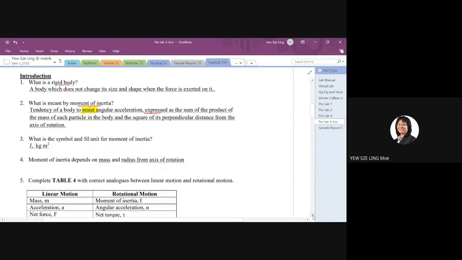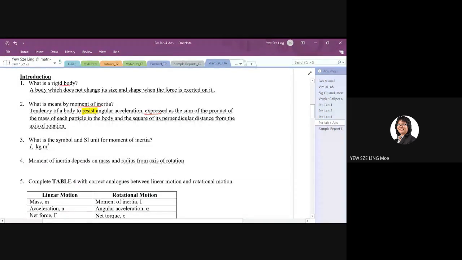When you have something that is moving, it won't change its speed easily. And when you have something that is not moving, it won't start to move easily. It means it doesn't want to accept any changes in its acceleration. So in a moment of inertia, it doesn't want to change its motion as well. It is a tendency to resist angular acceleration. Angular acceleration, again, is about self-rotation. Acceleration happens in a linear motion, and angular acceleration happens in a rotation.